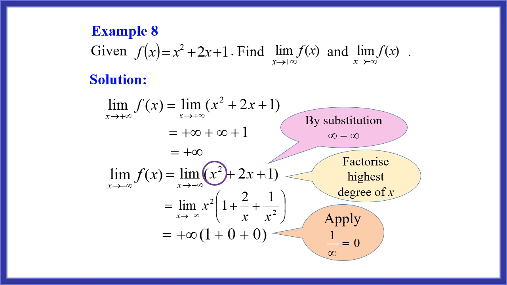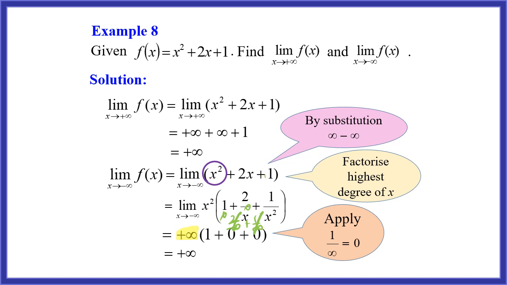Here is positive infinity, but inside the bracket, what we have is 1 plus 2 over infinity, 2 over negative infinity, plus 1 over infinity. So any number divided by negative infinity or positive infinity will be 0, 0, 0. So it is left with 1. So 1 multiplied by positive infinity will be positive infinity.